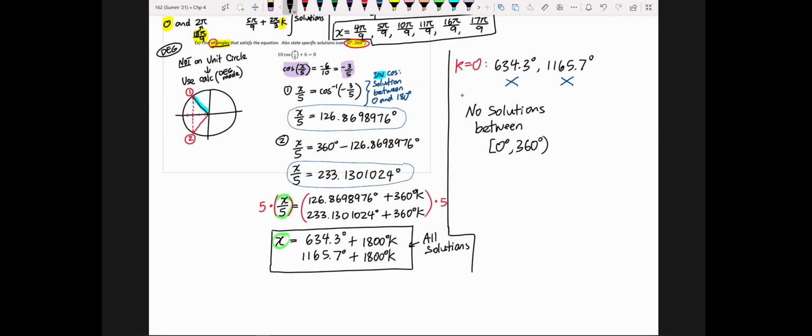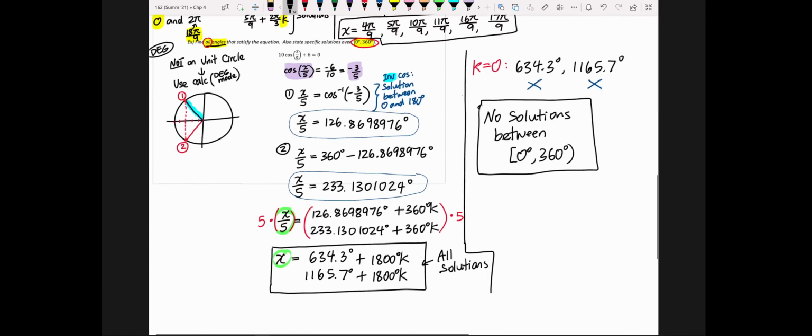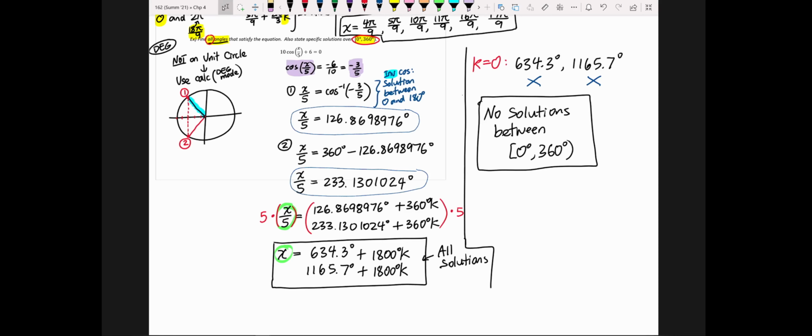Okay, so no solutions doesn't mean it's incorrect. What this means is if we graphed our function, cosine of x over 5 is equal to -3/5, it's our parent function cosine of x, but it's been stretched horizontally by a factor of 5. So after it's stretched horizontally by a factor of 5, we don't have any solutions between 0 and 360 degrees that satisfies the equation.